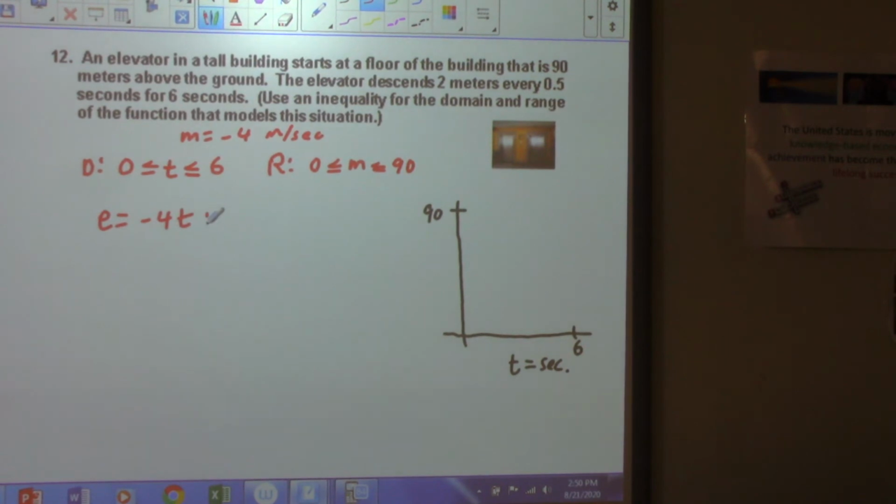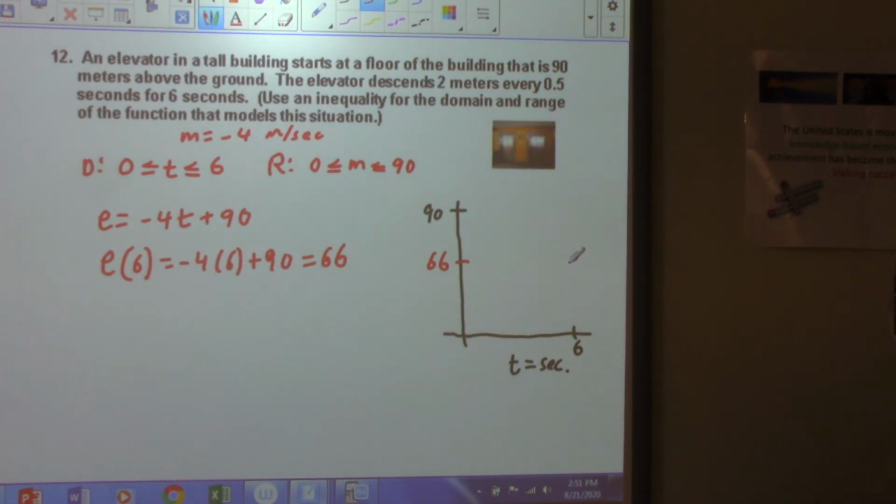-4t plus 90. And if we want to find our elevation, what do we have to do with that? We have to plug in 6 for t. So you get -4 times 6 plus 90. And when you do that, you're going to get -24 plus 90, 66. Okay, so we're going to come down in those 6 seconds to 66.